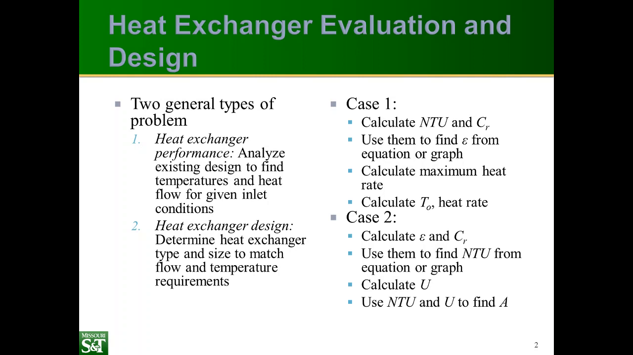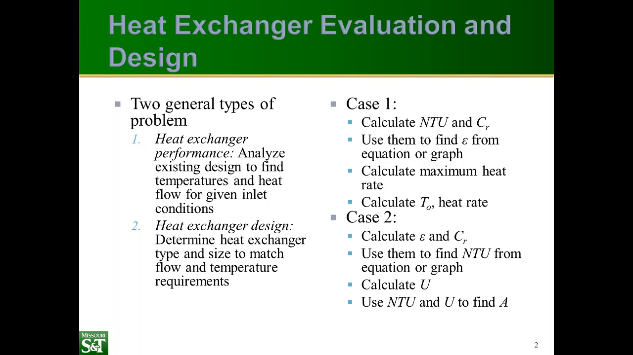Then we look at the equation or the graph to find the number of transfer units we need from the effectiveness and the ratio of heat capacities. At this point, if we know we're using a particular geometry, we can go straight to that equation. However, if we don't, we may want to look at finding the number of transfer units for several different types of heat exchangers, because that'll help us evaluate which type of heat exchanger we would like to design.